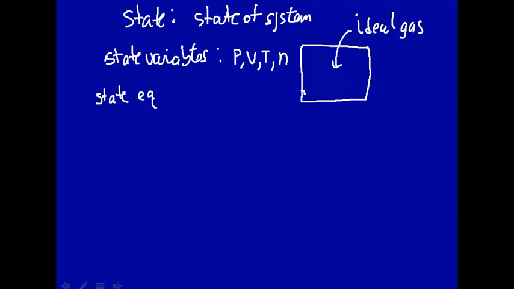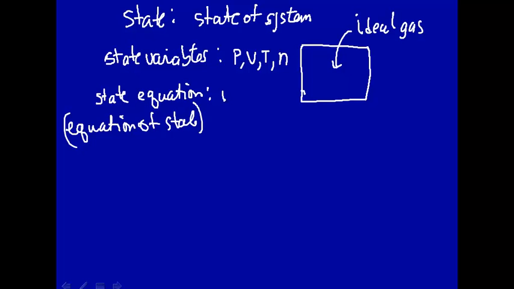There's a relationship between these, called the state equation, or more familiarly, the equation of state. So the equation of state for an ideal gas is PV = nRT. So in equilibrium thermodynamics, this is a system, an ideal gas, and we're describing the state of that system by these four variables, and there's an equation of state that relates those four variables.